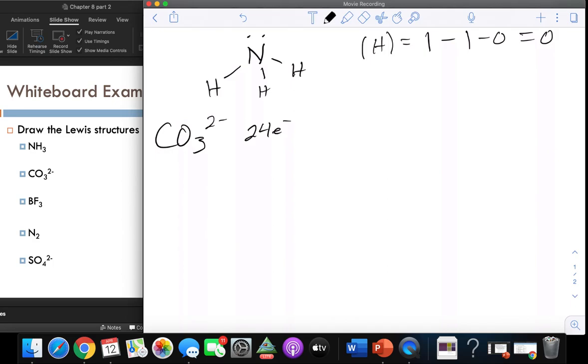For my skeletal structure, carbon's my central atom. So I attach everything to the carbon.